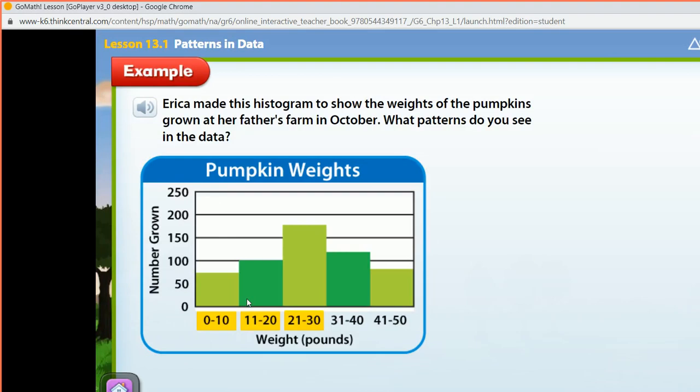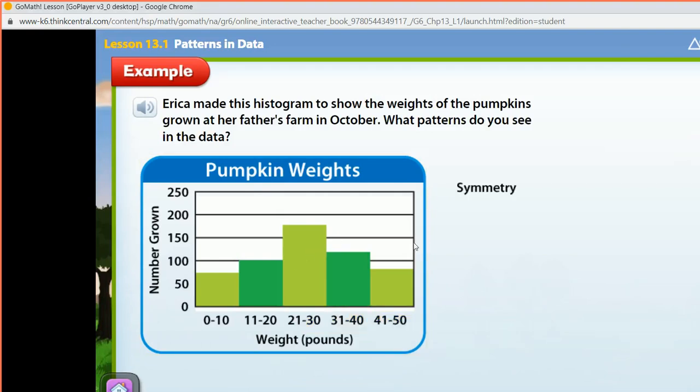The number of pumpkins increases from 0 to 30 pounds. Where does the number of pumpkins decrease on the histogram? Decreasing from 30 to 50. The number of pumpkins decreases from 30 to 50 pounds.